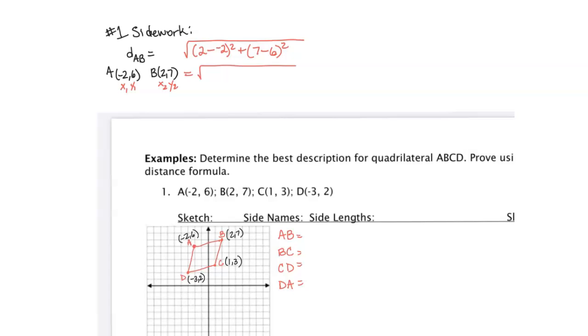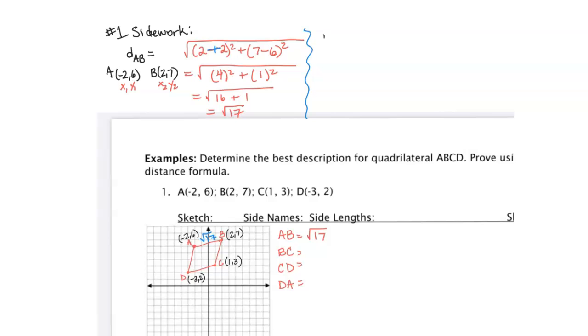This will be equal to the square root of 2 minus a -2, which is the same as 2 plus 2. So we have 4 squared plus 7 minus 6, which is 1, squared. 4 squared is 16, plus 1 squared is 1. This is equal to the square root of 17, and we will not break that down any further. So AB is the square root of 17. The first side, AB, is the square root of 17.